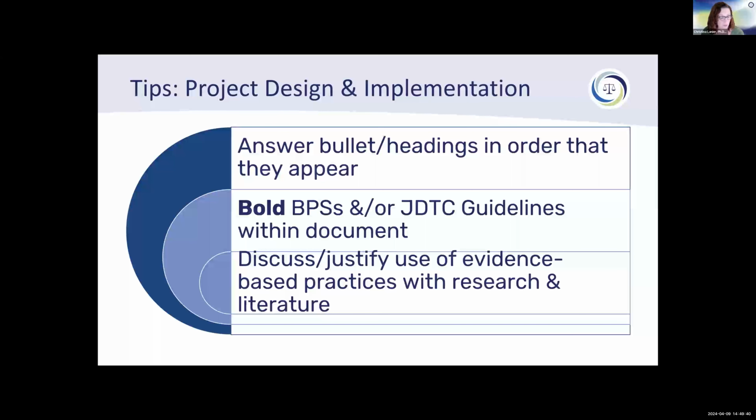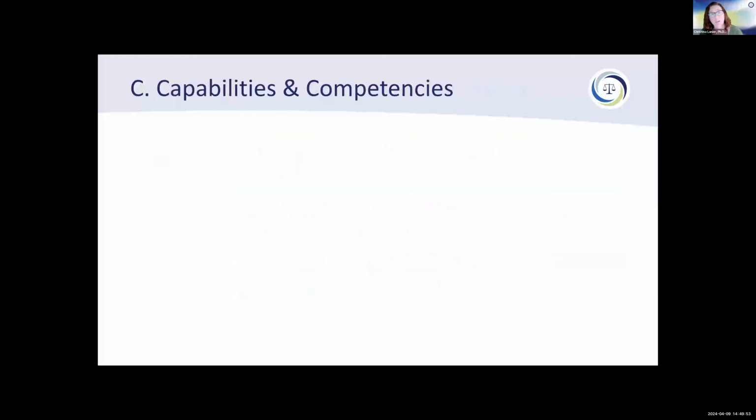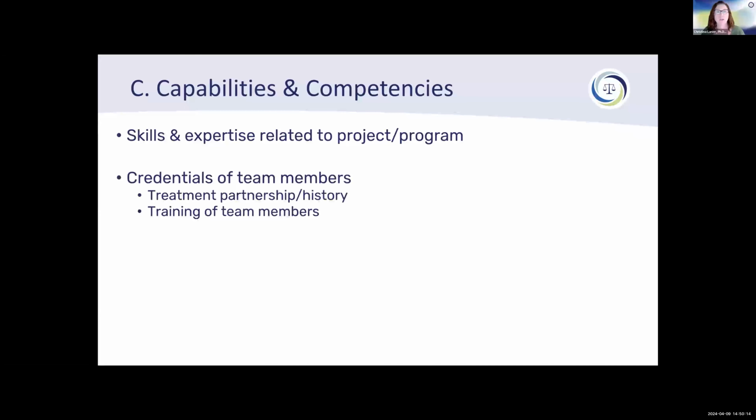Okay. So we've gone through, we've presented our issue. We've made it very clear to the reviewer that this is an important area that needs to be addressed. We've talked about how we're going to address it. And now we're going to talk about the skills and expertise related to the project or the program, often called capabilities and competencies. In this section, what you're really looking to do is to demonstrate that your agency has the capacity to run this program. So how you're going to do that is talking about your team members, talking about the credentials of your team members.